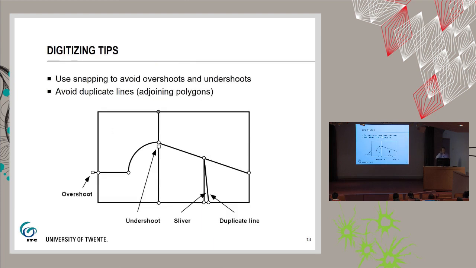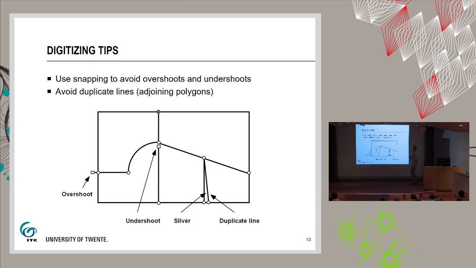Then some digitizing tips, yeah? You should use snapping. Why? Otherwise your points or your lines are not connected, yeah? And you will create overshoots and undershoots. I think that's a very important rule.